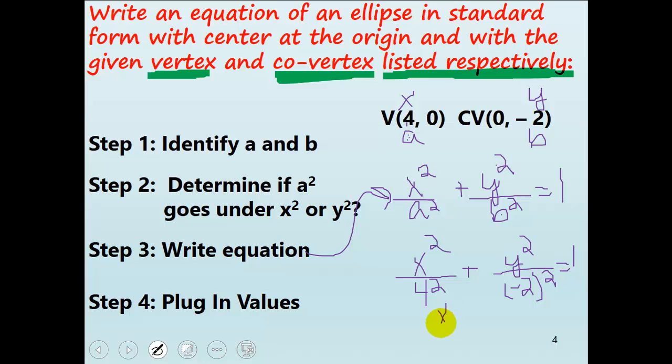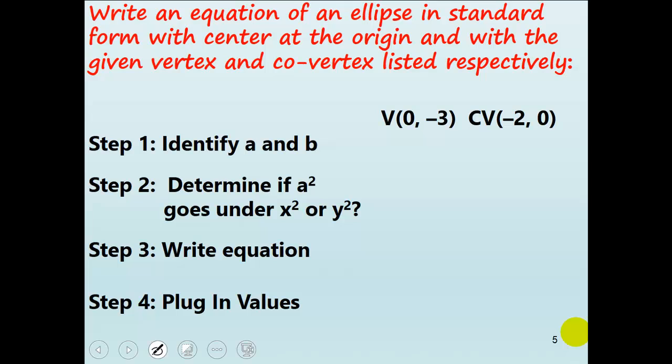So I have x squared over 16 plus y squared over 4 equals 1. Okay, so now I want you to try the video question and see if you can come up with the equation of the ellipse. I hope that went well for you.